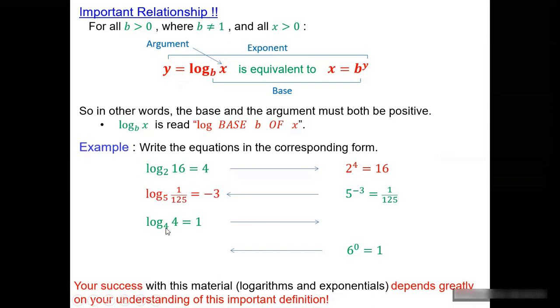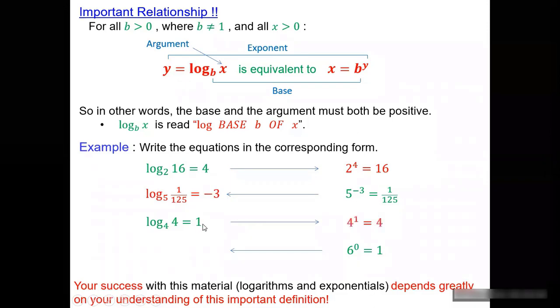So what if we had a logarithm log base 4 of 4 equals 1? Let's think about what that means. It's telling us that 4 is the base and 1 is the exponent. So if I raise 4 to the power of 1, my answer is 4, which turns out to be the argument of the logarithm. What about this exponential? Here we see the base is 6, so we know we'll have log base 6, but the exponent is 0. So I know that the logarithm has to equal 0, so log base 6 of 1 is equal to the exponent of 0.